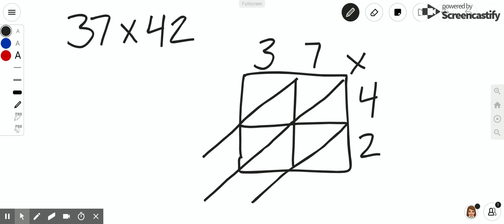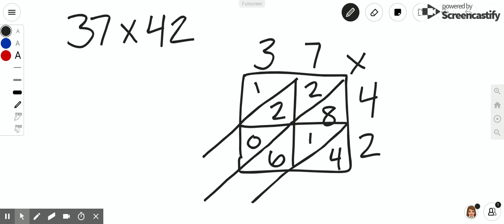In each individual box, we are going to multiply the number directly above and directly to the right of the box. So the top left-hand box will be 3 times 4, which is 12. The tens place above the diagonal, the ones place below. Right next door, 7 times 4 is 28. 3 times 2 is 6. Since there's no tens place, we will just put a 0 as a placeholder, a 6 in the ones place. And finally, 7 times 2 is 14.